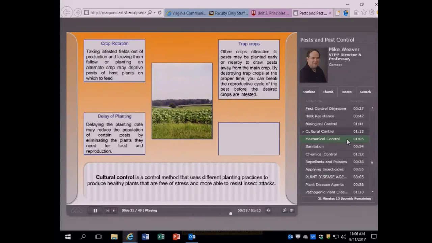Delay of planting. Delaying the planting date may reduce the population of certain pests by eliminating the plants they need for food and reproduction. And harvest timing. Not leaving crops in the field after maturity will reduce their susceptibility to pest attack.